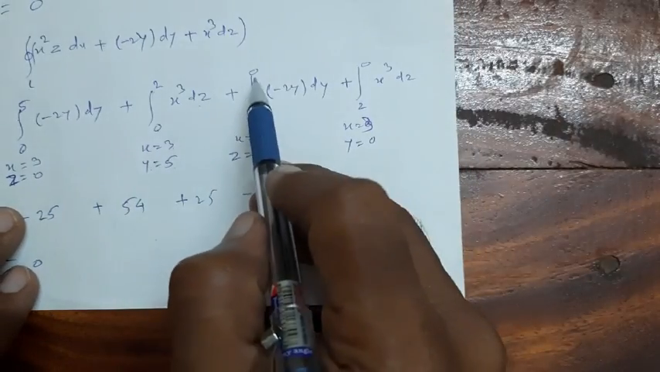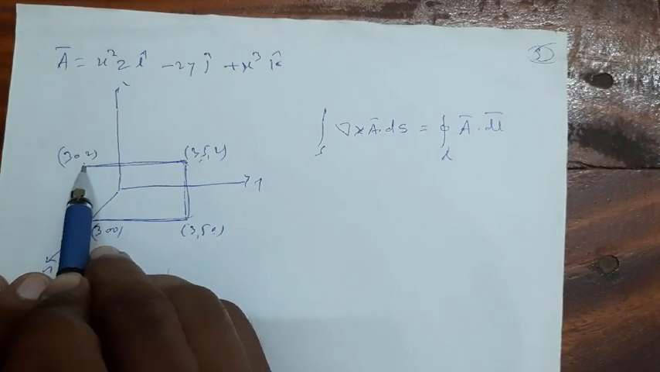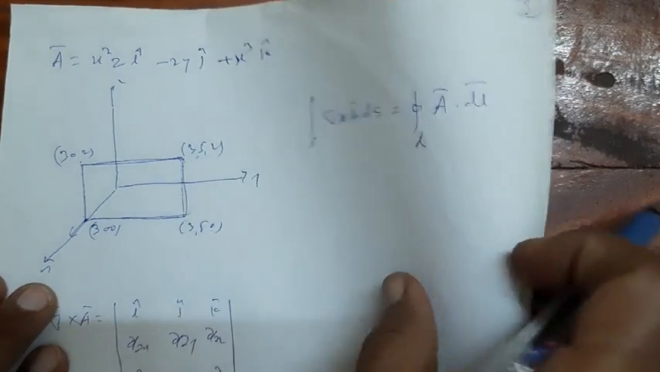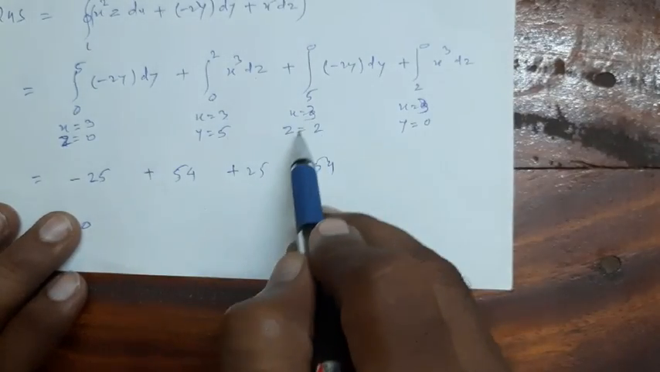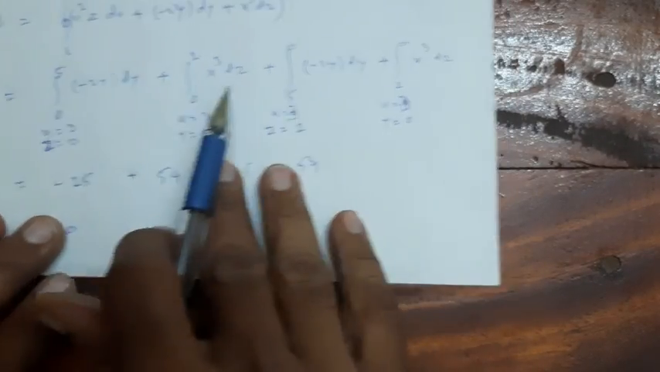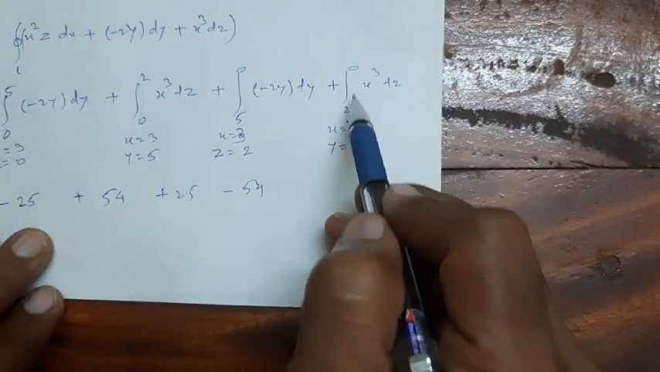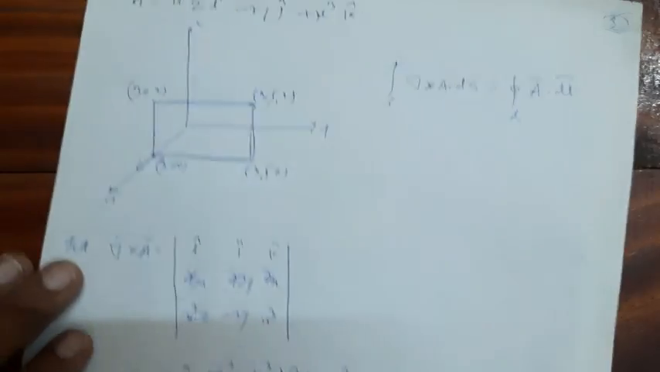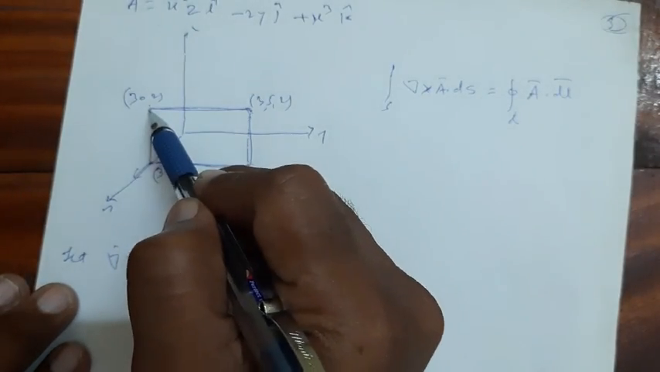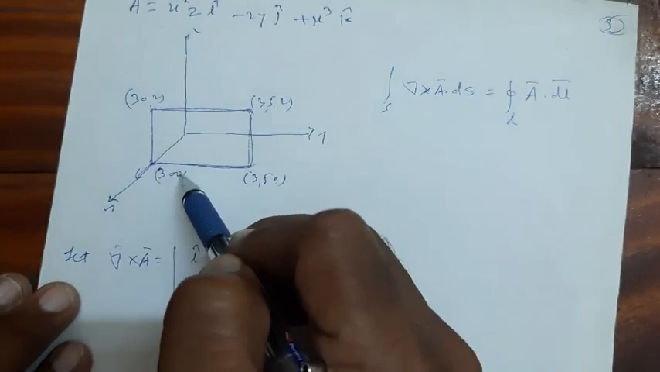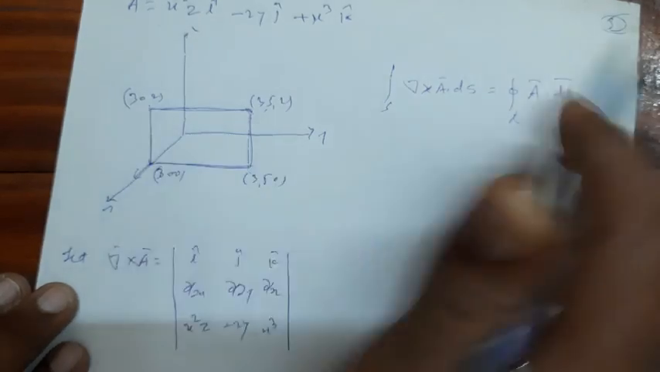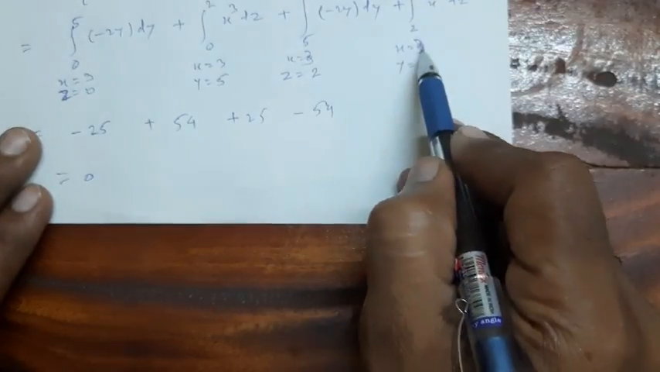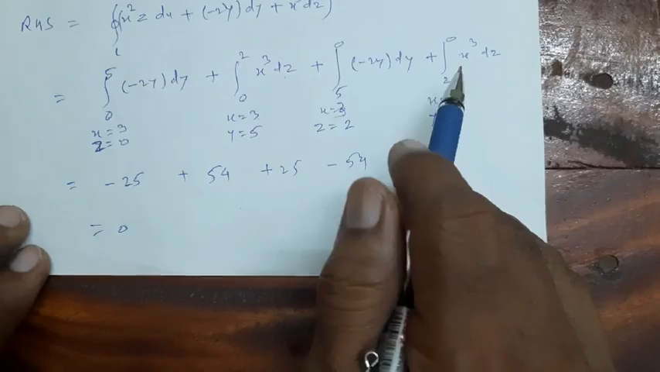And same situation, then from 5 to 0 along y-axis, where x remains constant and z also remains constant. Z remains 2, x remains 3. And then integration is over z, from 2 to 0, where x remains 3 and y remains 0.